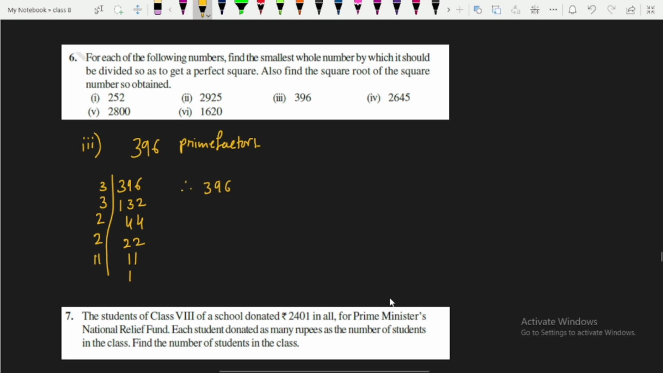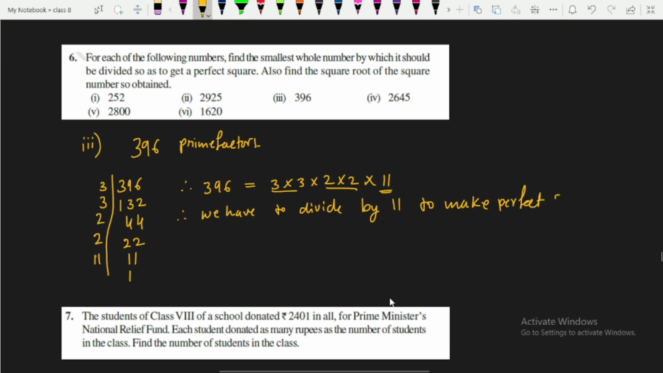So therefore 396 we can write as 3 into 3 into 2 into 2 into 11. Here 3 is a pair, 2 is a pair, but 11 is unpaired. So we have to divide by 11 to make it a perfect square. So 396 divided by 11, that is 3 into 3 into 2 into 2 into 11 divided by 11. So this 11 will get cancelled.